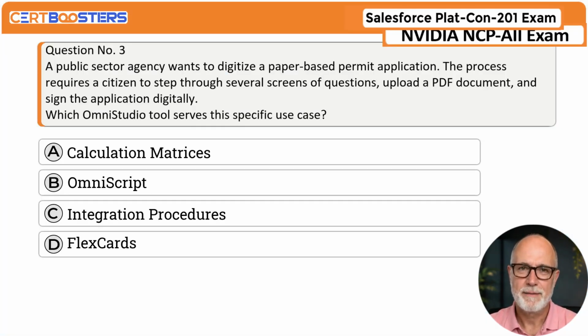Question number 3. A public sector agency wants to digitize a paper-based permit application. The process requires a citizen to step through several screens of questions, upload a PDF document, and sign the application digitally. Which OmniStudio tool serves this specific use case? A. Calculation matrices. B. OmniScript. C. Integration procedures. D. FlexCards.